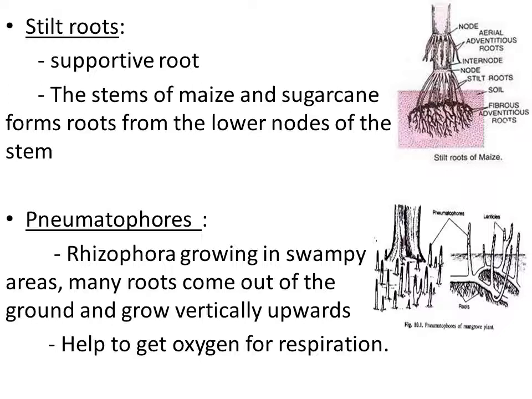Clear? So this is one more modification we can see in the mangrove plant. In today's class we have discussed different modifications of root for different purposes. We studied storage roots, which help in the storage of food material, and we discussed supportive roots. The best examples are prop roots in the banyan tree and stilt roots in maize and sugarcane plants. And we also talked about pneumatophores, the respiratory roots in the case of Rhizophora. Thank you.